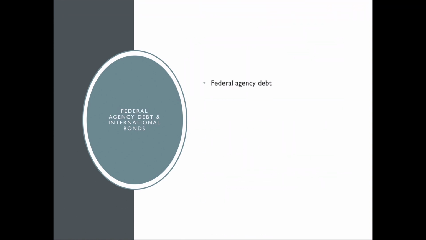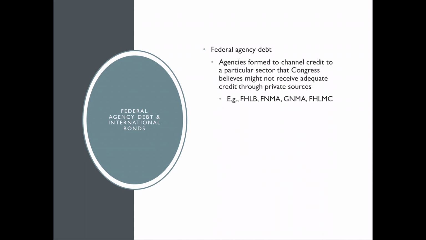Next up, we have what are called federal agency debt and international bonds. So with federal agency debt, you have government agencies that are formed to channel credit to a particular sector that Congress believes might not receive adequate credit through private resources. Oftentimes the housing sector is the one that's most frequently discussed. But you have FHLB, which is your Federal Home Loan Bank. You have FNMA, which is Fannie Mae. You have GNMA, which is Ginnie Mae. You have your FHLMC, which is Freddie Mac. All of these are called government-sponsored enterprises, or GSEs.